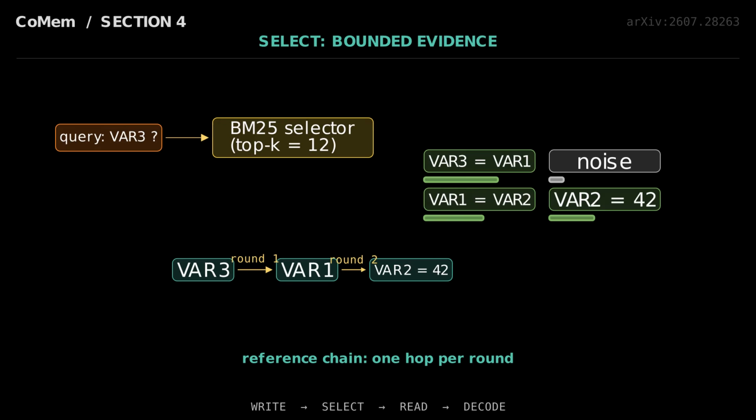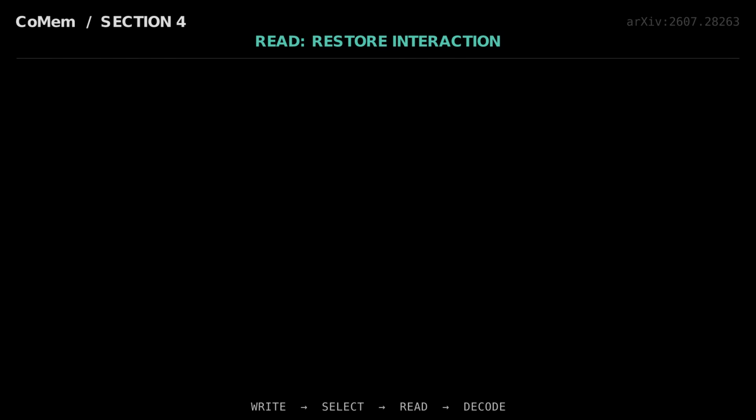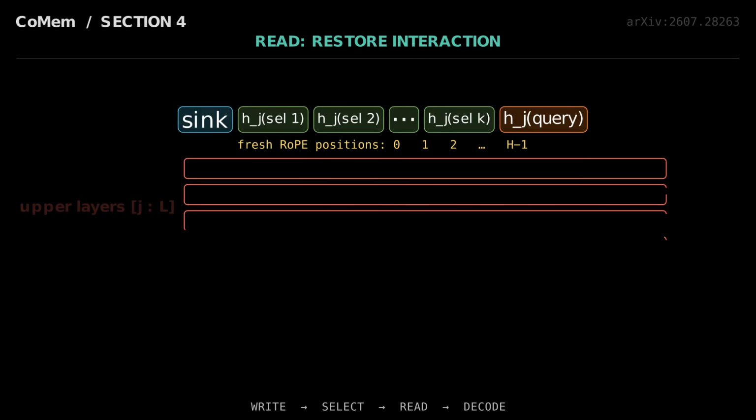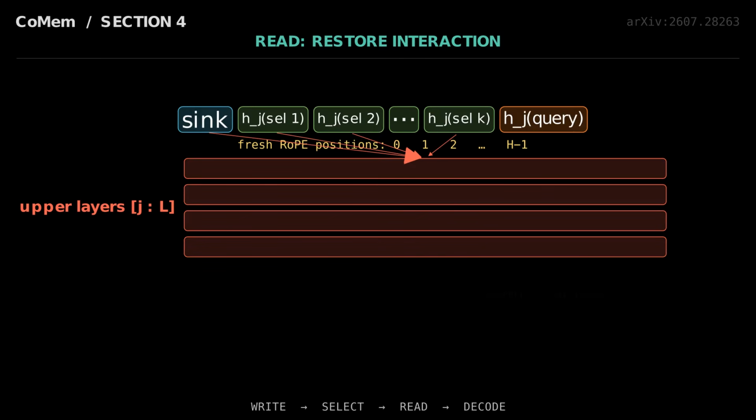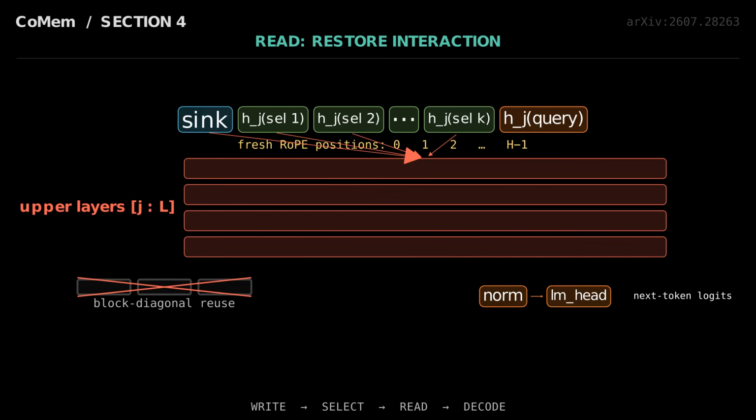Iterative BM25 uses the newly found chunk as the next query, walking one hop backward per round with width 4 and deduplication. Now gather the selected h_j states in document order. Prepend a small sink. Append the query's own h_j. And assign fresh contiguous rotary positions.